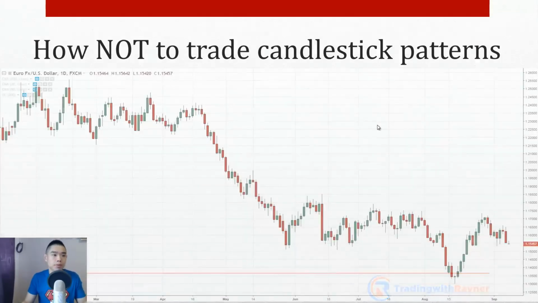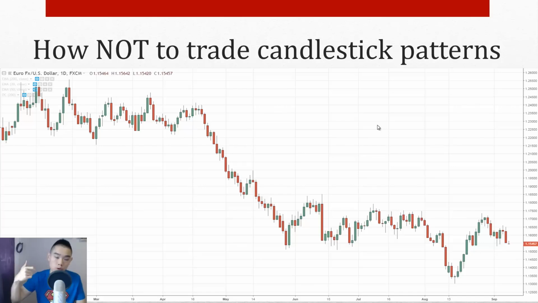So now, how not to trade candlestick patterns? Now you know how to read candlestick patterns, you even know how to combine them.